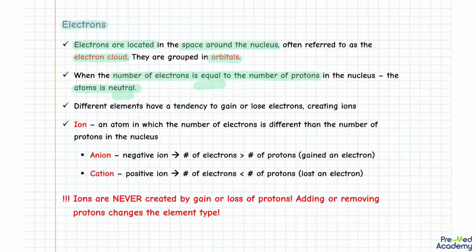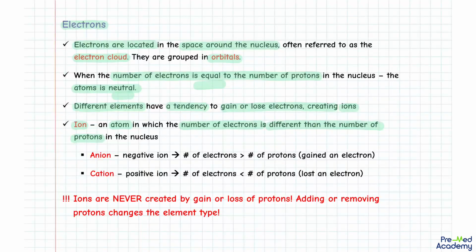What we will see later, in a few lessons, is that different elements tend to gain or lose electrons and become something we call ions. An ion is actually an atom whose total charge is not neutral, but is positive or negative. And how can this happen? Because for some reason, the number of electrons is not equal to the number of protons.